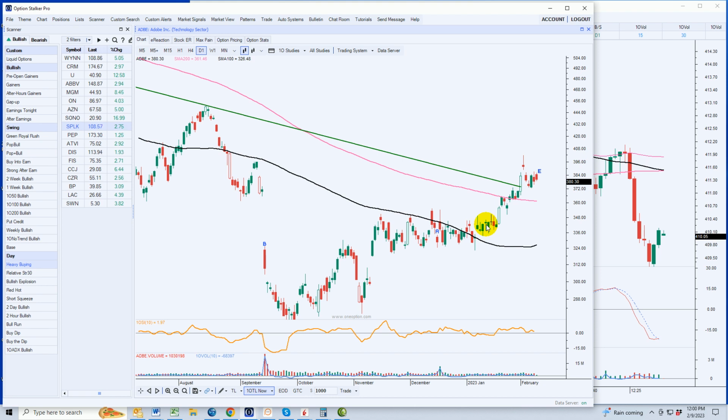So let's take a look at the last pick, which is Adobe. My market bias at the time was bullish. My market bias right now is neutral to slightly bullish. I like what I see. I'm going to get into that in just a bit.